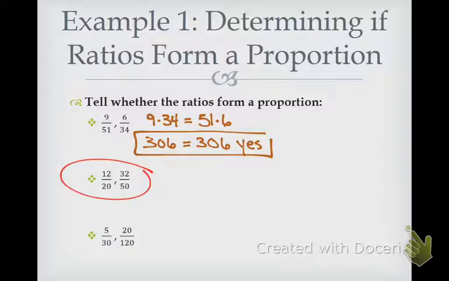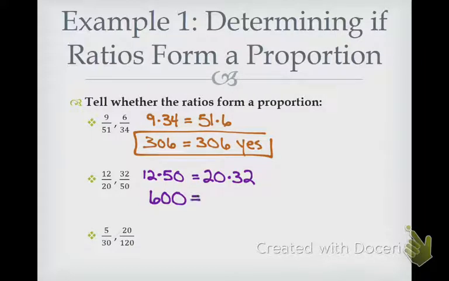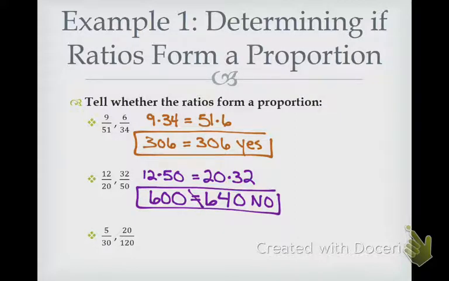Go ahead and do the next one, okay? So remember, once you multiply, and again, I want to see what you're multiplying, so you need to write the multiplication part, but once you multiply, then you need to answer yes or no with those values, with the products. Okay, so 12 times 50 and 20 times 32, 600 and 640? No, very good. So I put a line through the equal sign. What that means is does not equal. Okay, so you have an equal sign line through it, it means does not equal.